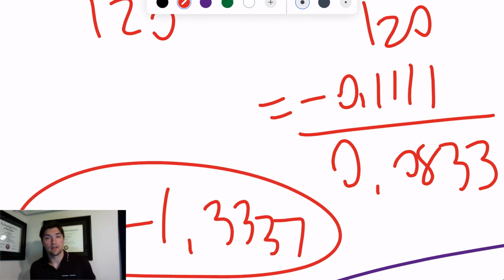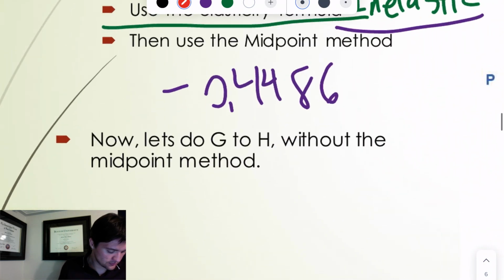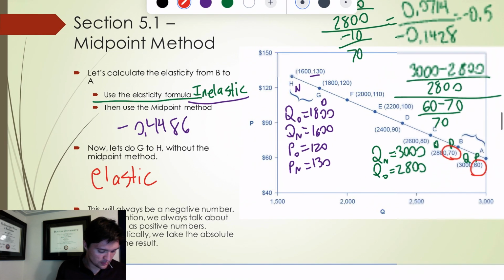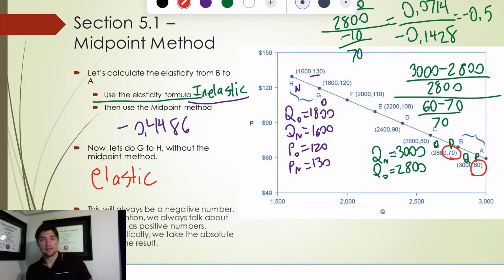So, what kind of good is this? If your answer was inelastic, what did you forget to do? We have to take the absolute value, and that'll give us 1.337, and 1 point something is elastic. Elastic. Okay. So that is how we do price elasticity of demand.